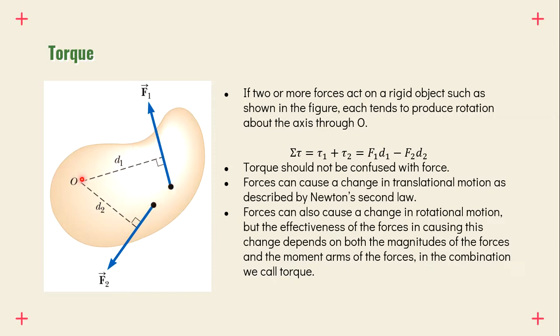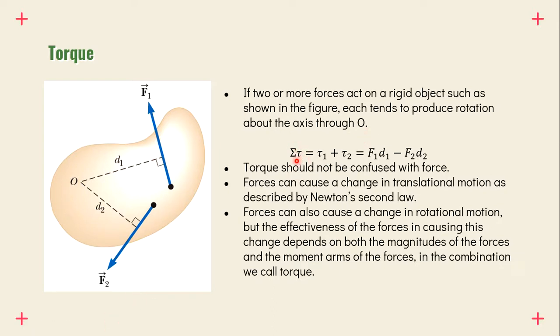So where would the object tend to rotate? The object will rotate about the point where the lines perpendicular to the first force F1 and the other force F2 intersect. So this is your point O. This is where your body tends to rotate about.